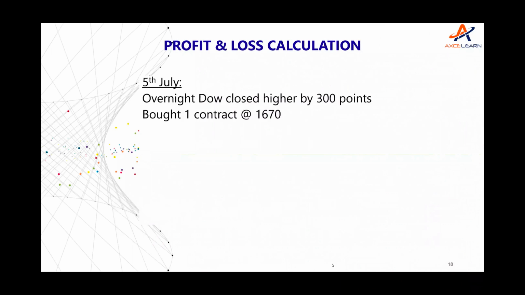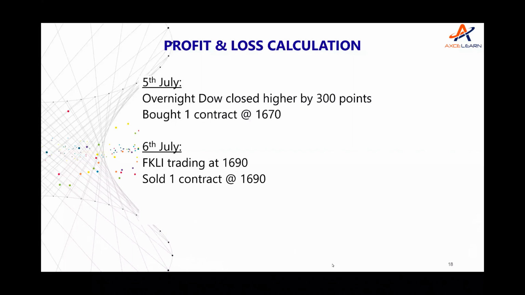Now, for example, on 5th of July, overnight Dow Jones closed higher by 300 points. So you bought one contract at 1670 because you anticipate that our market will follow in tandem. It will be an uptrend. On 6th of July, FKLI is trading at 1690, and you believe that this price is already at the highest level, and you decided to take profit. So what do you do? You just sell one contract at the price of 1690.